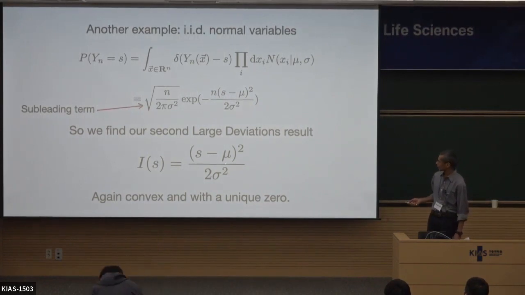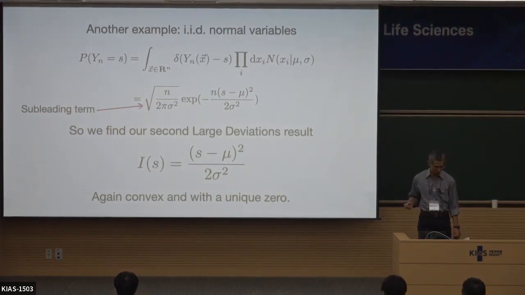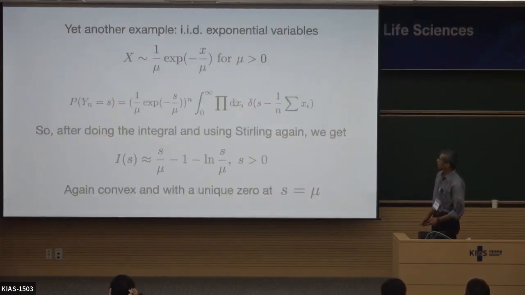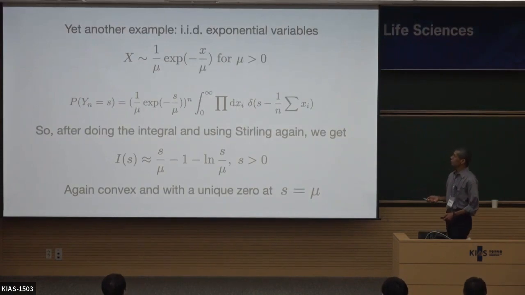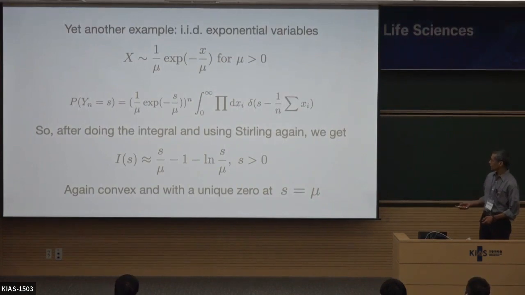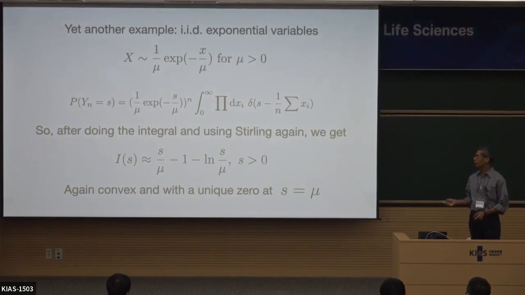In this case, the large deviation rate came out to be (s minus mu) squared divided by 2 sigma squared, which just happens to be the same as the normal distribution function. And that's an example. Then we did the case of identically distributed exponential variables, and there doing the integral gave us this additional factor. So it's not quite as simple as just taking this and substituting s for x.